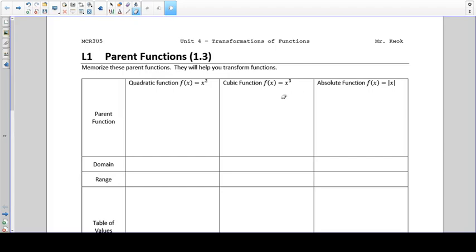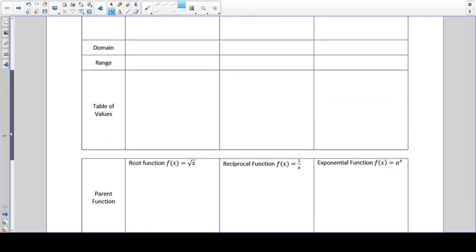Hey guys, so we are going to be talking about parent functions today, and basically in order to do transformation, which is the goal of this entire unit, you need to understand which function the transformation comes from and which function we are going to apply the transformation to. So we are going to introduce 6 functions for you.